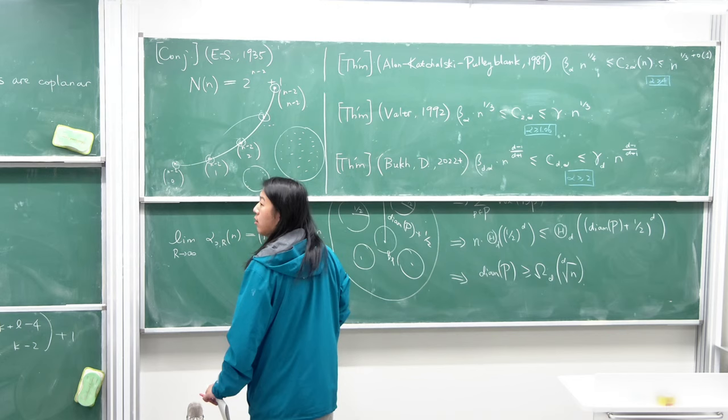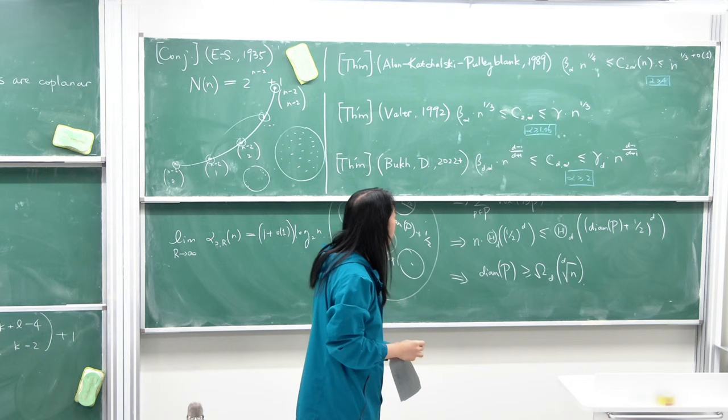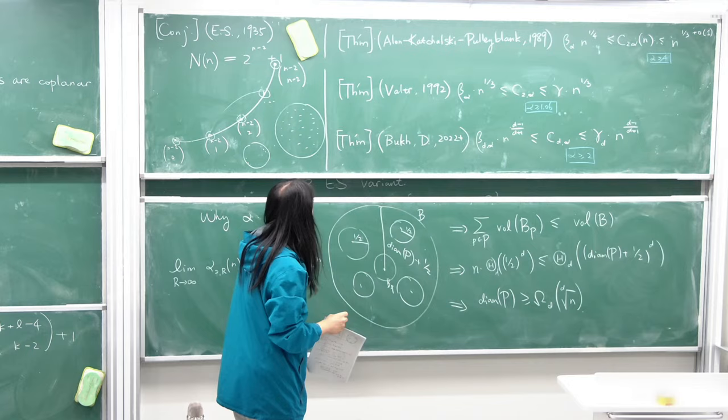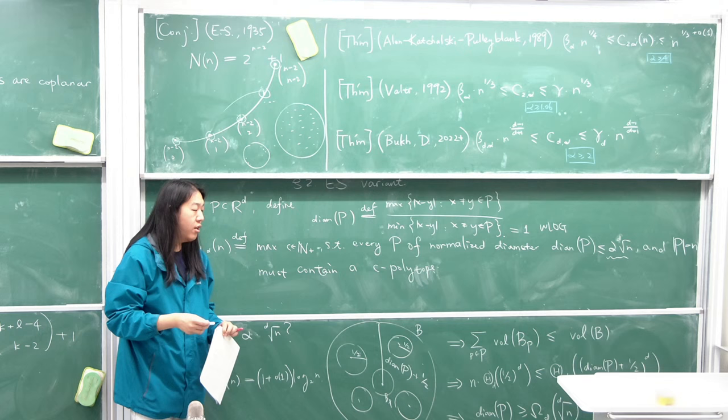Can we just see the definition board again, please? I'm sorry? Can we just see the board of the definition again? I think it's behind. Ah, the definition of C, right? Yes. So it's the biggest size of a convex polytope that is guaranteed in such a diameter restricted point set.